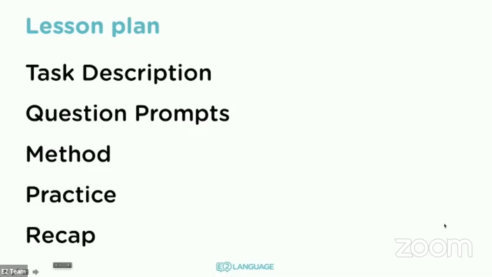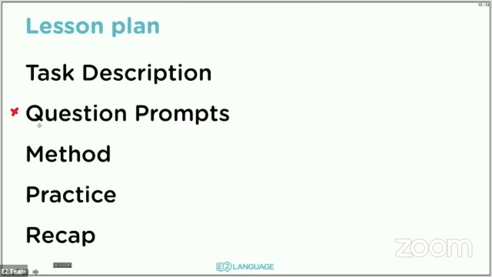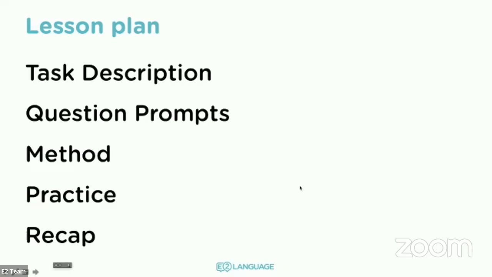I'm going to give you a task description. I'm going to describe what this task looks like and what you have to do. I'm going to talk to you about the different question prompts that you might see on test day. This is really critical. The question prompts are what this task is all about. Then I'm going to show you a method. We're going to do some practice, and then I'll just recap what we've learned, okay?